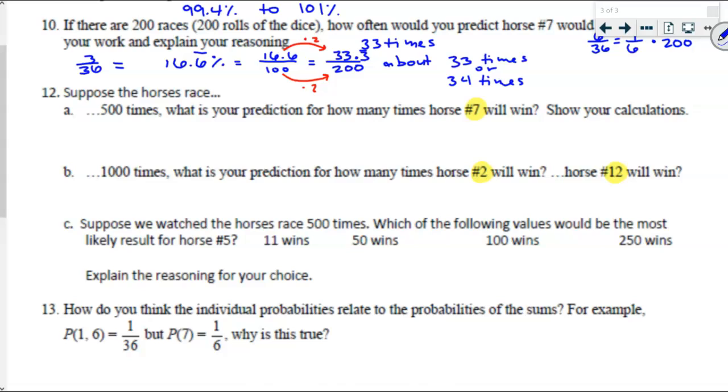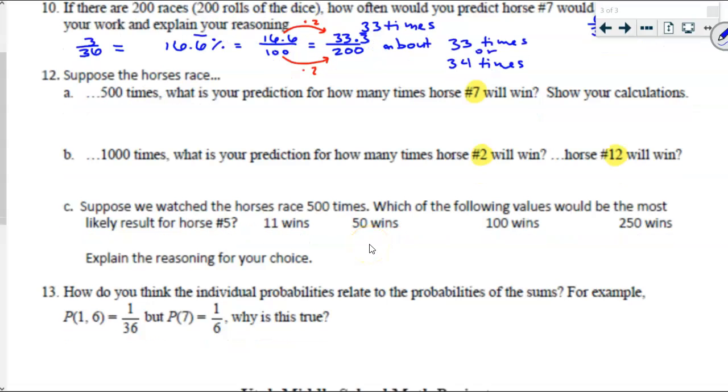Ready, set, go. Okay, A, since I still want to know how many times horse number 7 will win, I remember that horse number 7 will win 3. You guys did this to me again. You let me go on. It's not 3 out of 36. It was 6 out of 36, right? Come on, guys. So we know that horse number 7 wins. I did it again. Not 3 out of 36. 6 out of 36 times, which is the fraction 1/6.